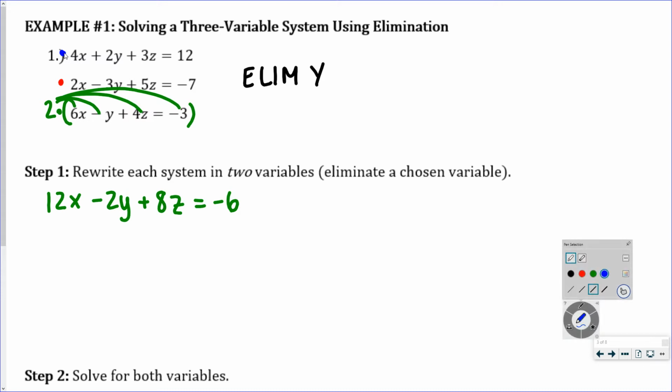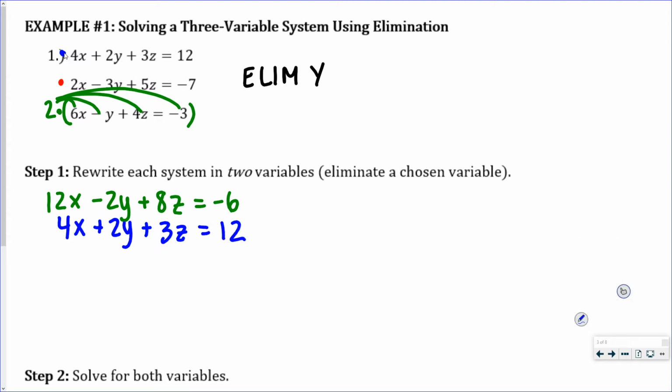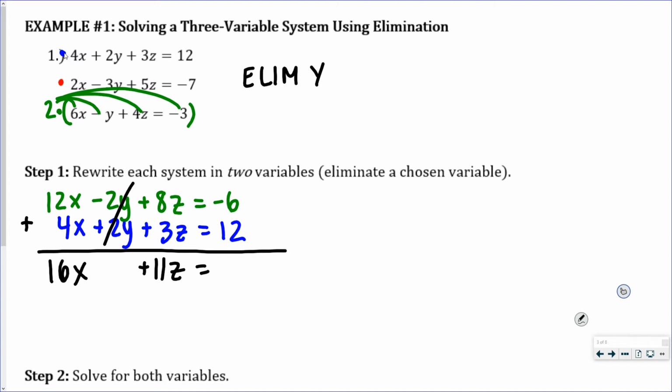I changed my green equation, and now, just like before, I'm going to line up my variables. I'm taking the blue equation, lining up the x's, the y's, the z's, the equal signs, the constants. And we do the elimination. We add these together vertically, just like before. 12x plus 4x is 16x. My y's eliminate. That was my goal. 8z plus 3z is 11z. Negative 6 plus 12 is 6. That's all the further I can go.